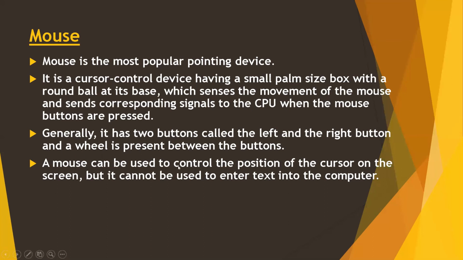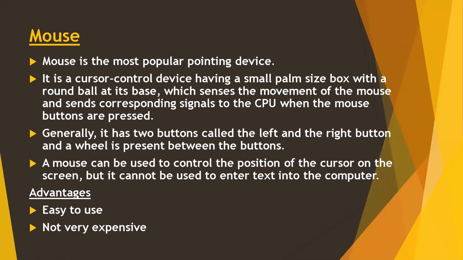A mouse can be used to control the position of the cursor on the screen, but it cannot be used to enter any text into the computer. That we know. What are the advantages of mouse? It is easy to use and it is not very expensive. So these are some advantages of mouse.